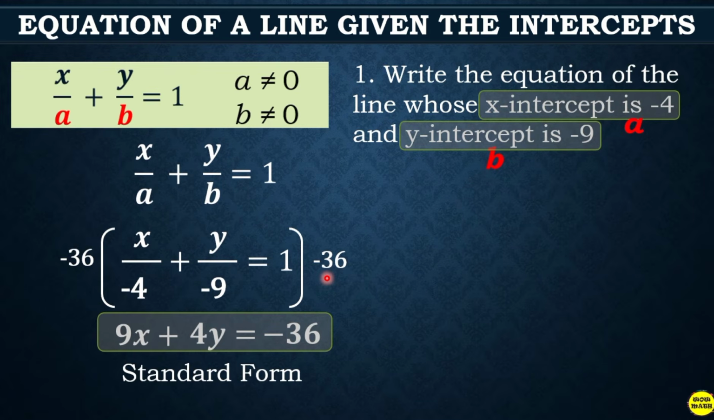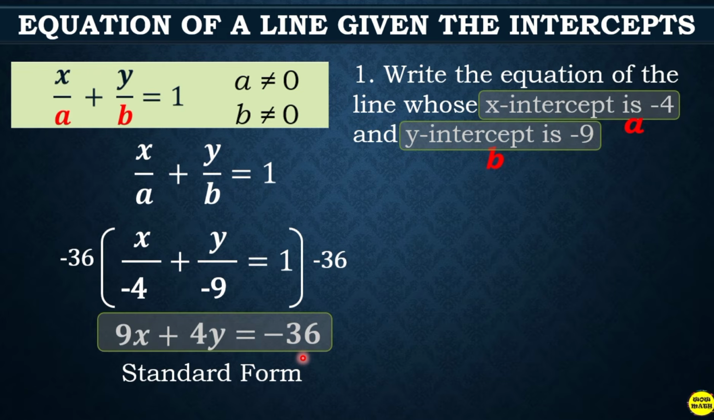So, another way is pwede ka mag-cross dito. Okay? Pwede ka mag-cross. Kung ayaw mong gumamit ng LCD, pwede mo i-cross to. So, 9 times x, 9x. Okay? And then 4 times y, 4y. Okay? So, pwede rin naman po iyon. Okay, so ito po siya. So therefore, this is the equation of the line in standard form. So ito na po ang equation of the line natin.